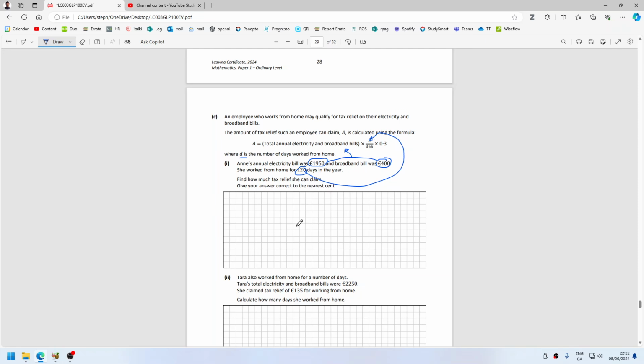All right, let's see. (1950 + 400) times 120 over 365 times 0.3. So according to the formula, to the nearest cent, that'd be 231.78. That's how much tax relief she can claim.